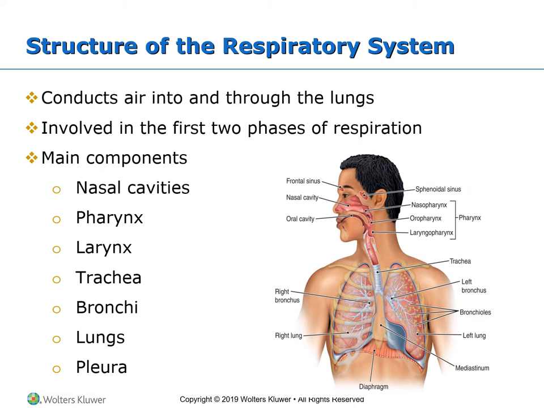We'll describe now the structure of the respiratory system. As you can see in this image, the respiratory system is a complex system made out of a lot of spaces, cavities, and passageways, tubes that have as main function the conduction of air inside through the lungs and back to the outside. And we'll describe each of those elements that we have detailed here: the nasal cavities, the pharynx, larynx, trachea, bronchi, lungs, and pleura.